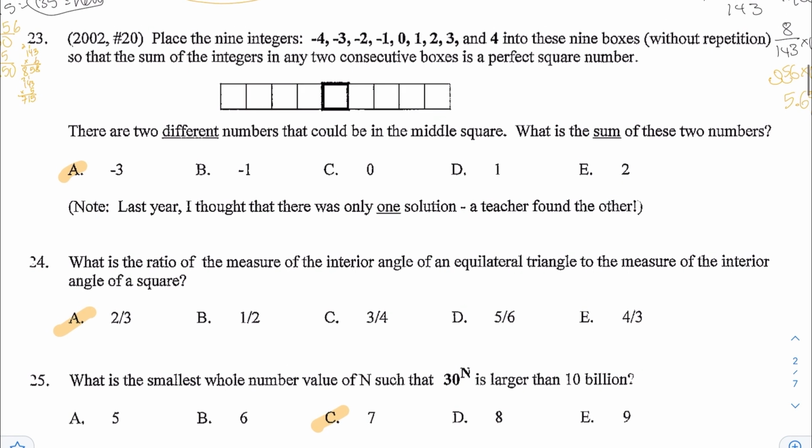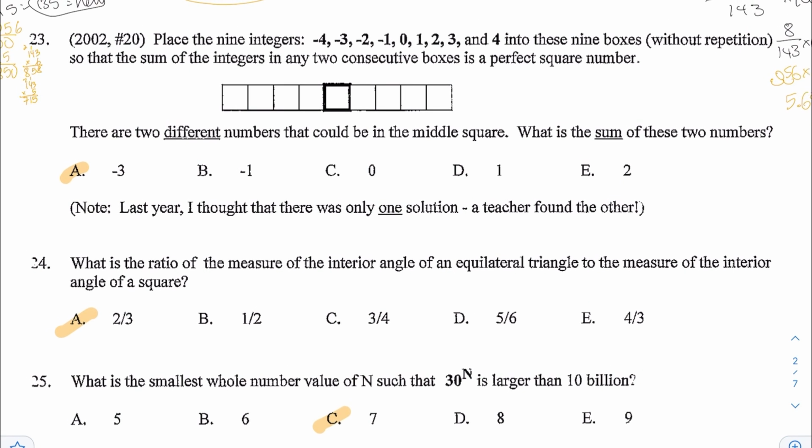So you just have to place them together so that when you add the numbers in any 2 consecutive boxes, which means boxes that are next to one another, you want to make sure it's a perfect square. So if you look at the perfect squares, you have 1, 4, 9, 16, etc. Obviously, everything after 9 you can't make, because the biggest number is just 4. If you take the biggest 2 numbers, 4 plus 3, that's 7. You can't even make 9.